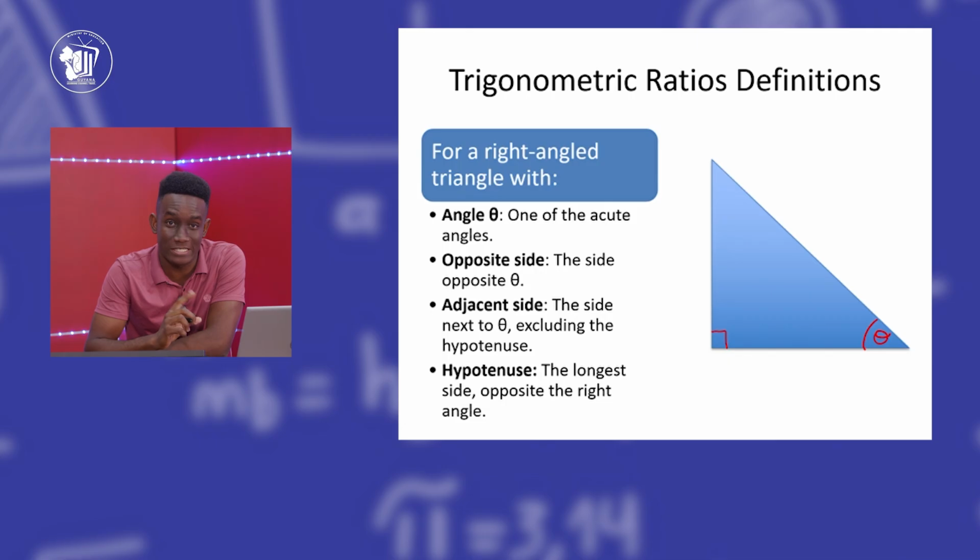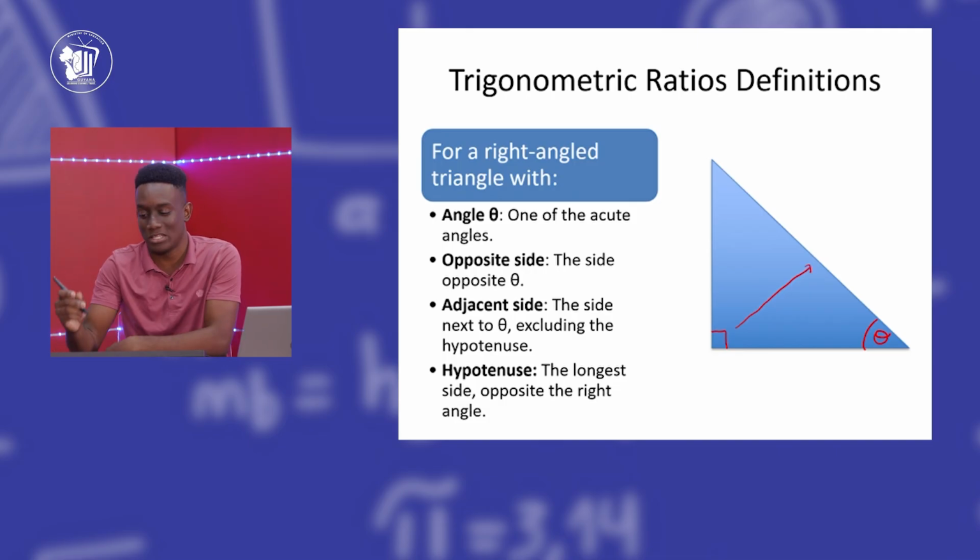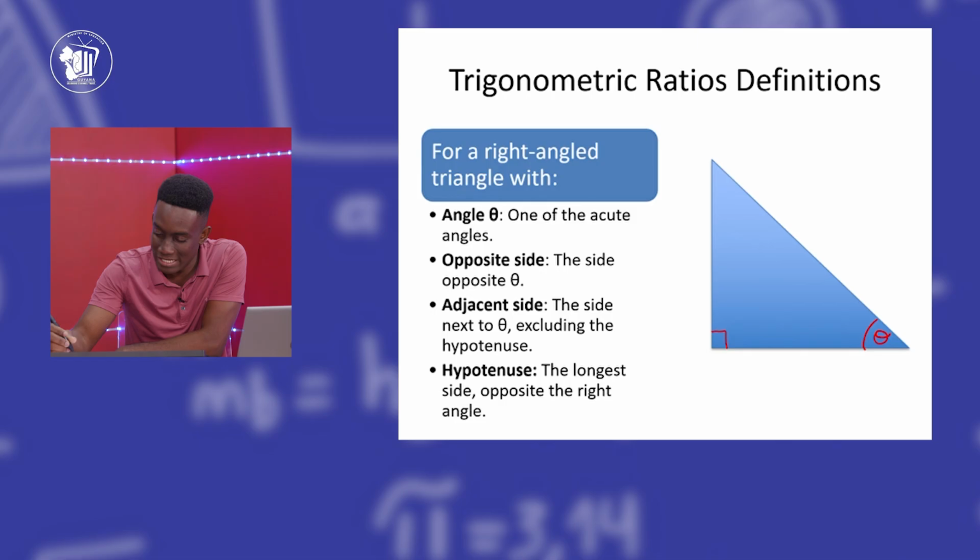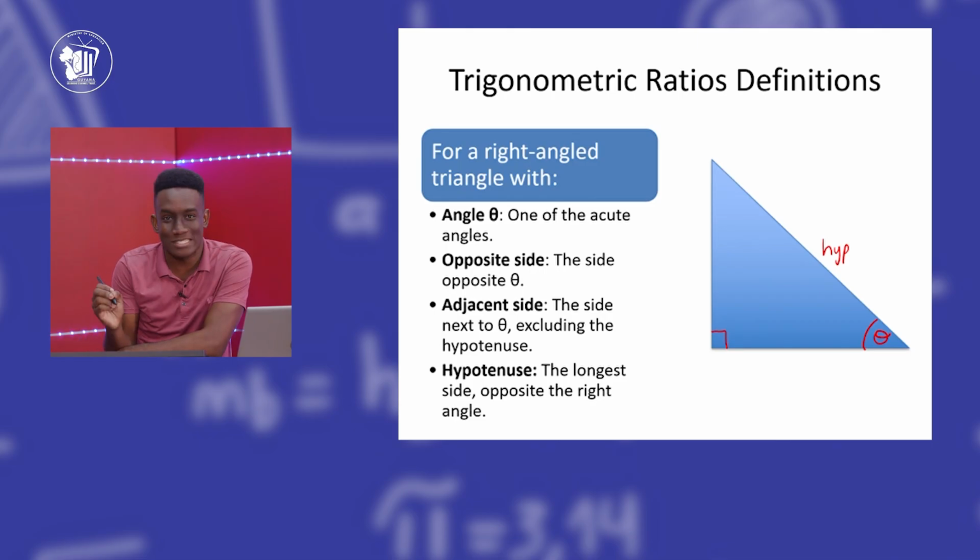There are three sides in the triangle and each side has a name. The first and most important name is for the longest side of the triangle, which is the side opposite the right angle. Wherever the right angle is, the side opposite that will be the longest side, and that side is known as the hypotenuse. We can use HYP for short. So the hypotenuse is the longest side, which is the side opposite the right angle.